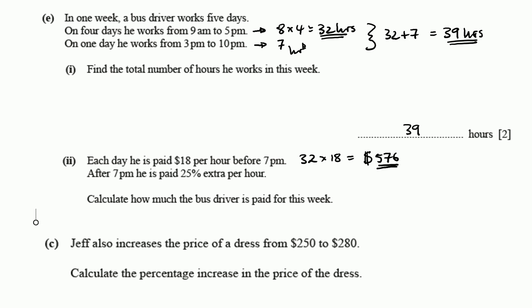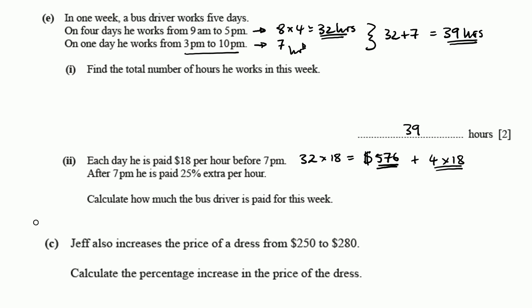After 7 p.m., he's paid an extra 25% an hour. So on this 1 day when he works from 3 till 10 p.m., 4 of those hours are before 7 p.m. 3 till 7, that's 4 hours, that's $18 per hour. So we have to add on to this 4 times 18 for the 4 hours from 3 till 7 p.m. when he's working at $18 per hour.